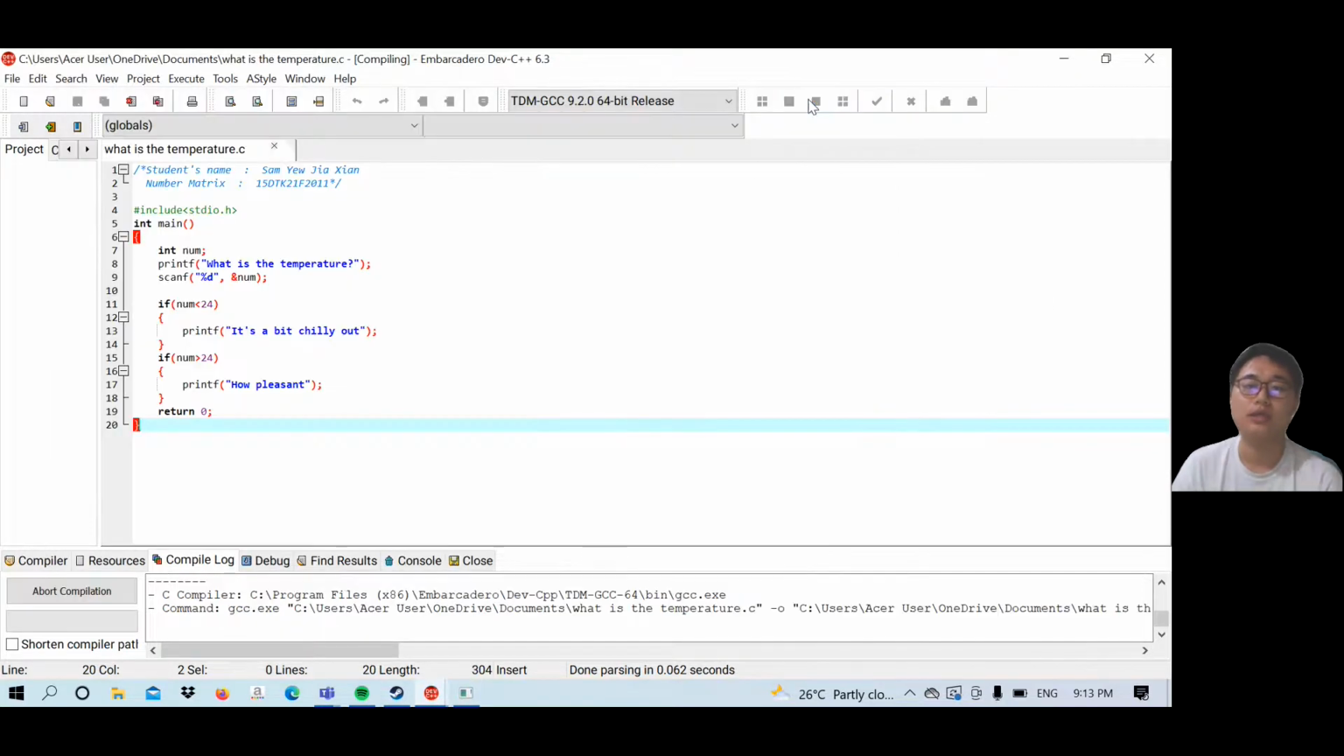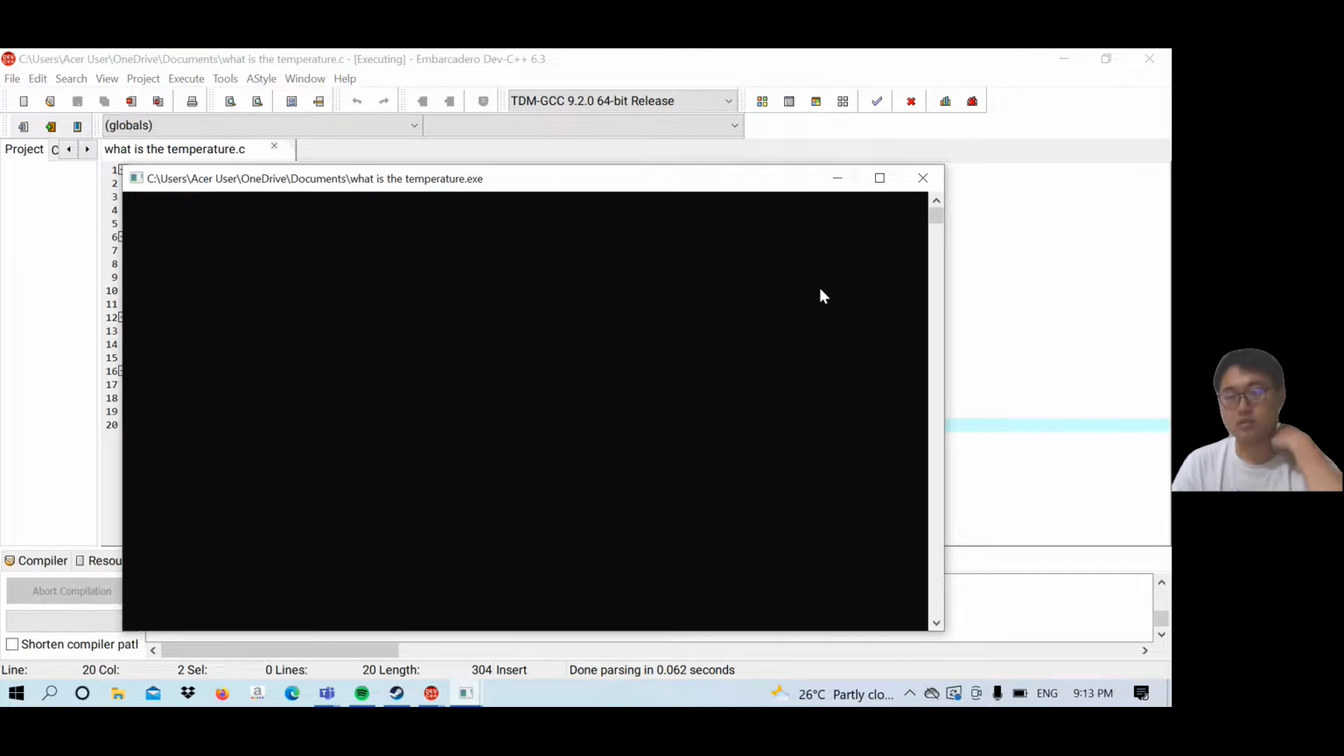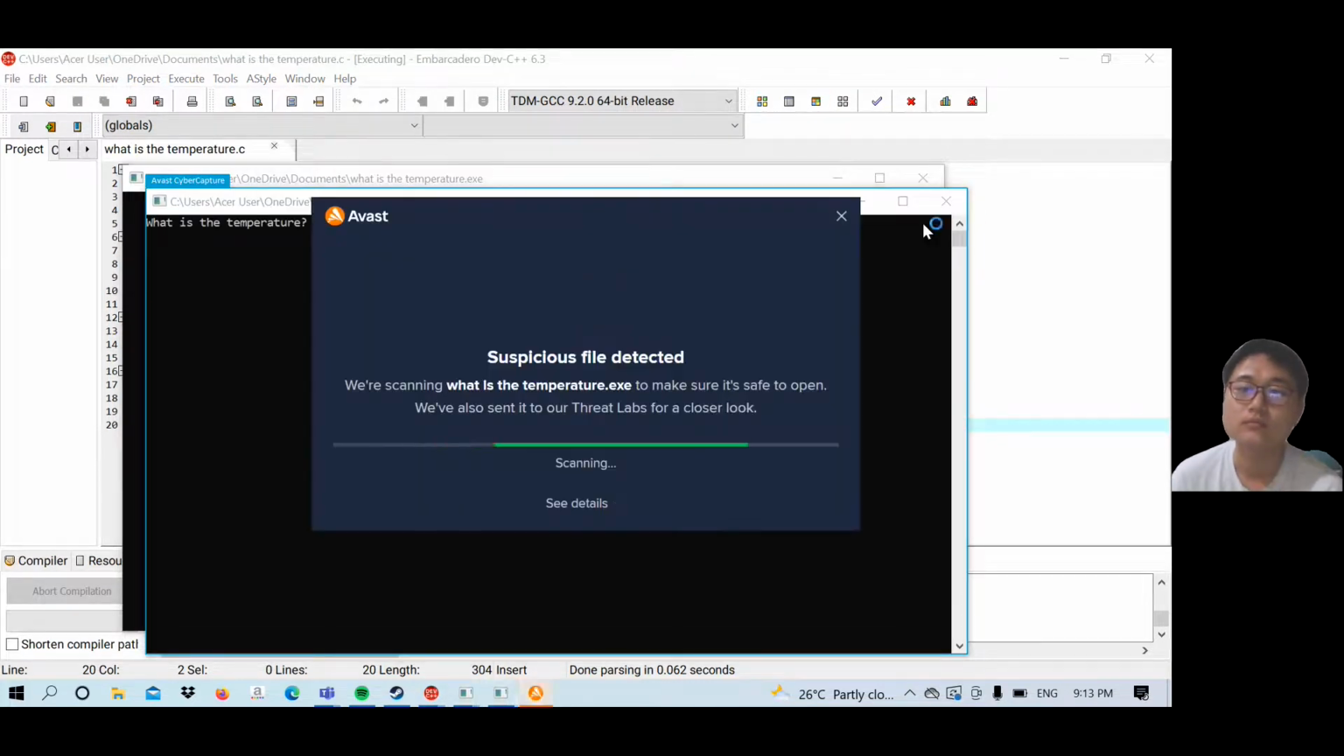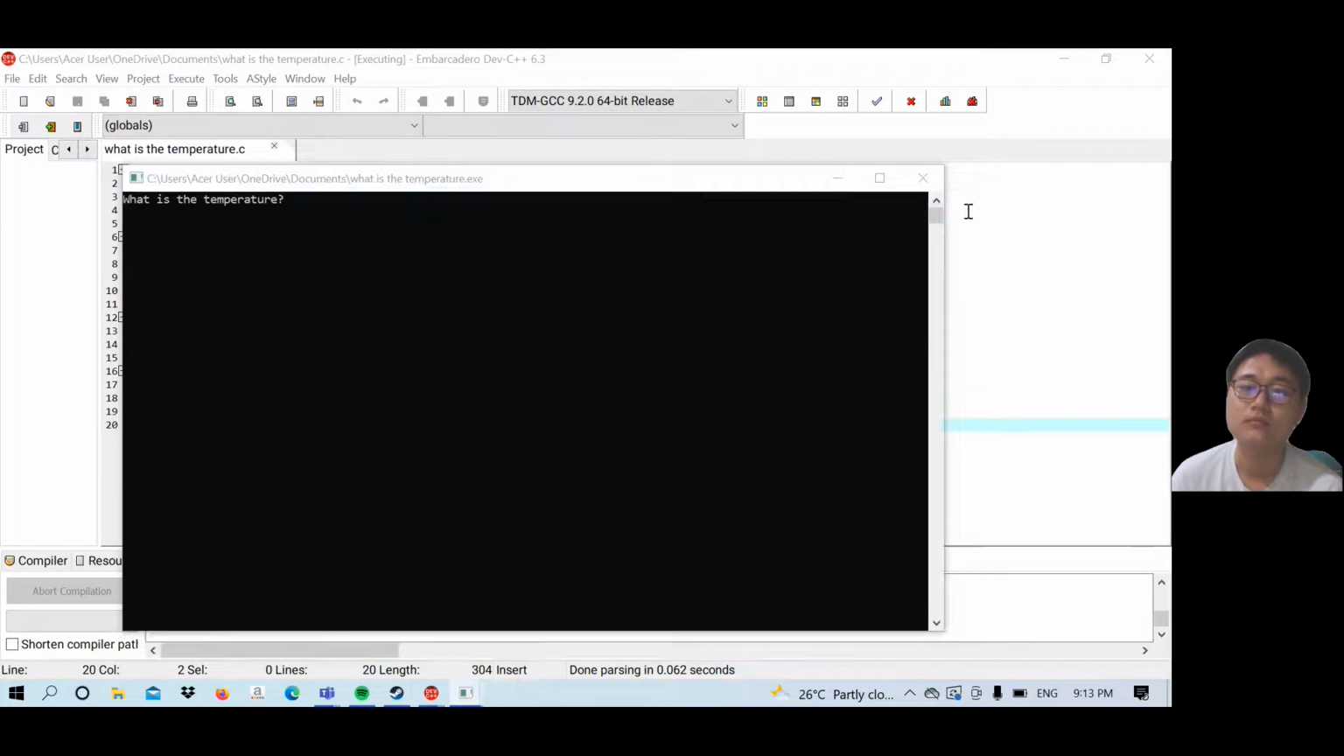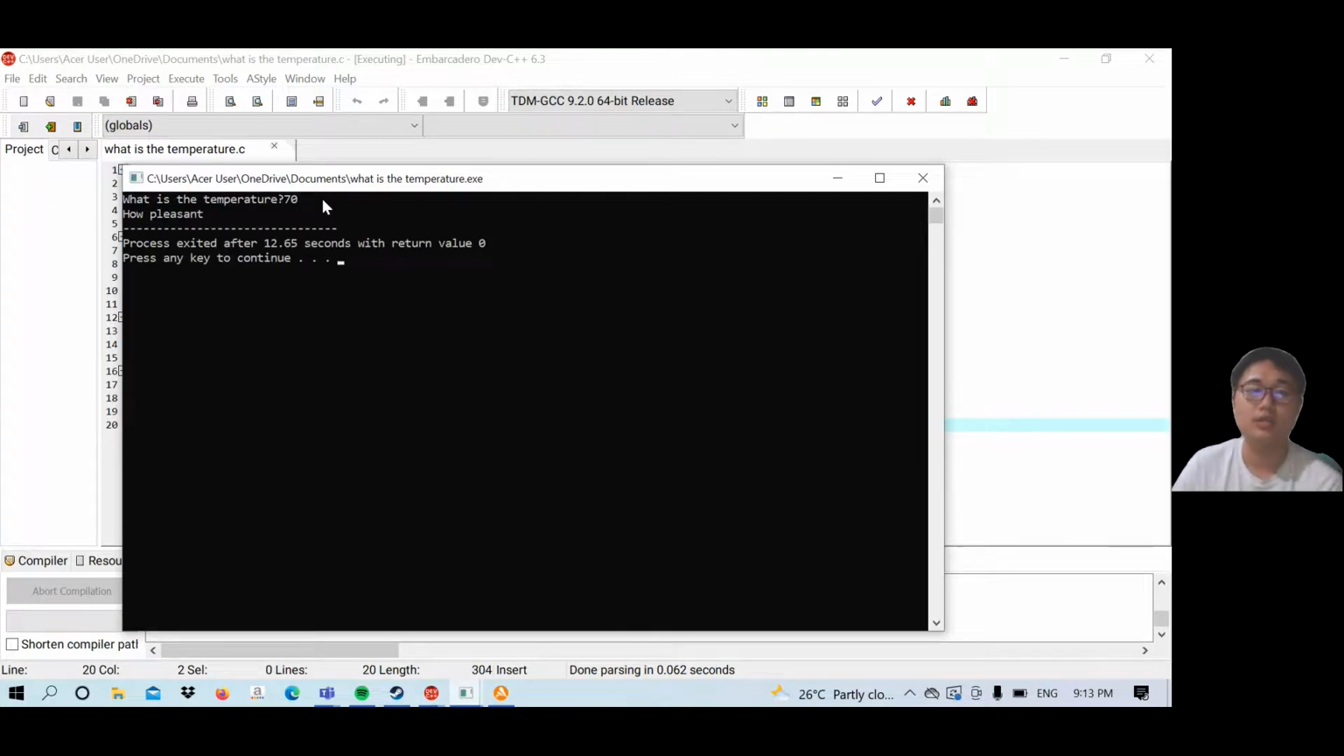And then compile and run again. So what is the temperature? 17. This time it gives me the output of how pleasant it is. And so this is the answer of the outputs in question 1.